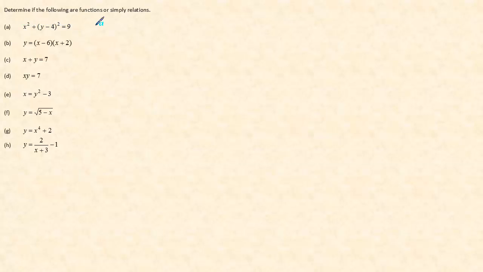Determine if the following are functions or simply relations. Now this is all to do with the vertical line test. If we fail the vertical line test, then we're not a function. If we pass it, we are a function. And remember, the vertical line test says that any vertical line cuts at most once.